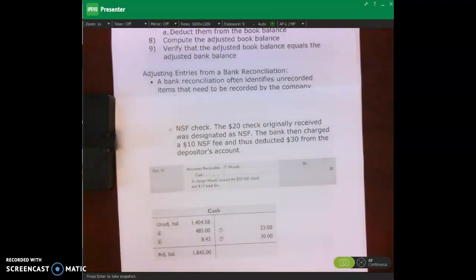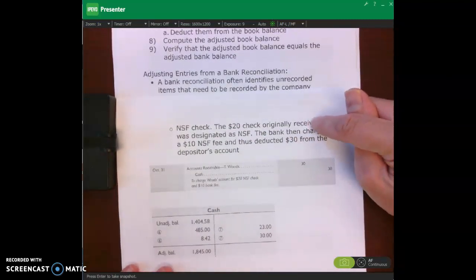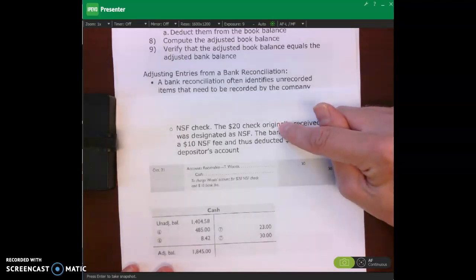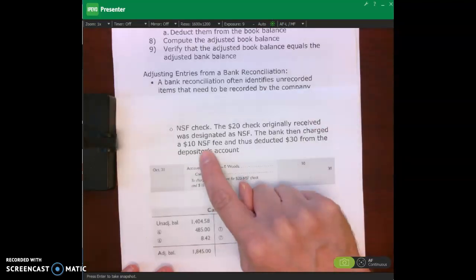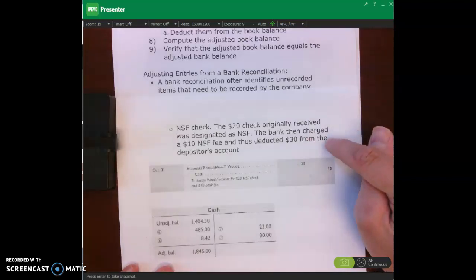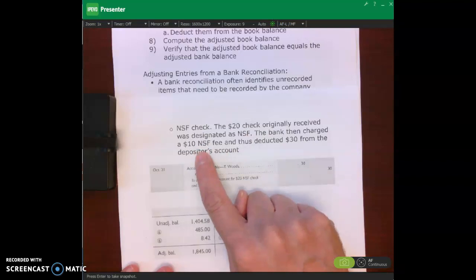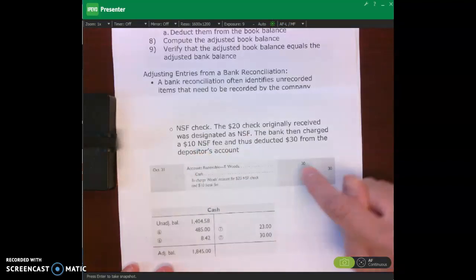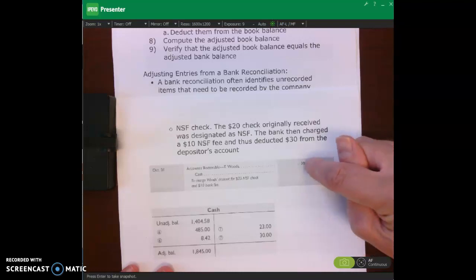And then the last one is we have our non-sufficient funds. It says right over here, our $20 check originally received from a customer, right? The bank tried to cash that, and then they were told that the customer didn't have enough money. That's what happened. So then the bank charges us a $10 non-sufficient fee, and then deducts $30 from our account. Okay? So that's a $20 check plus the non-sufficient funds fee. So that's why we debit accounts receivable and then we credit cash. So credit cash reduces our cash, and then we debit accounts receivable.